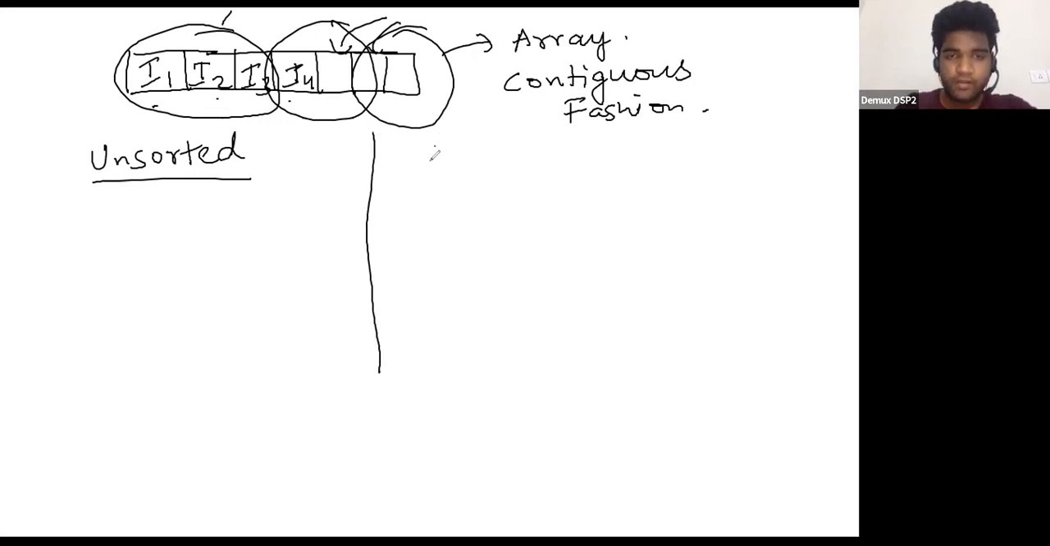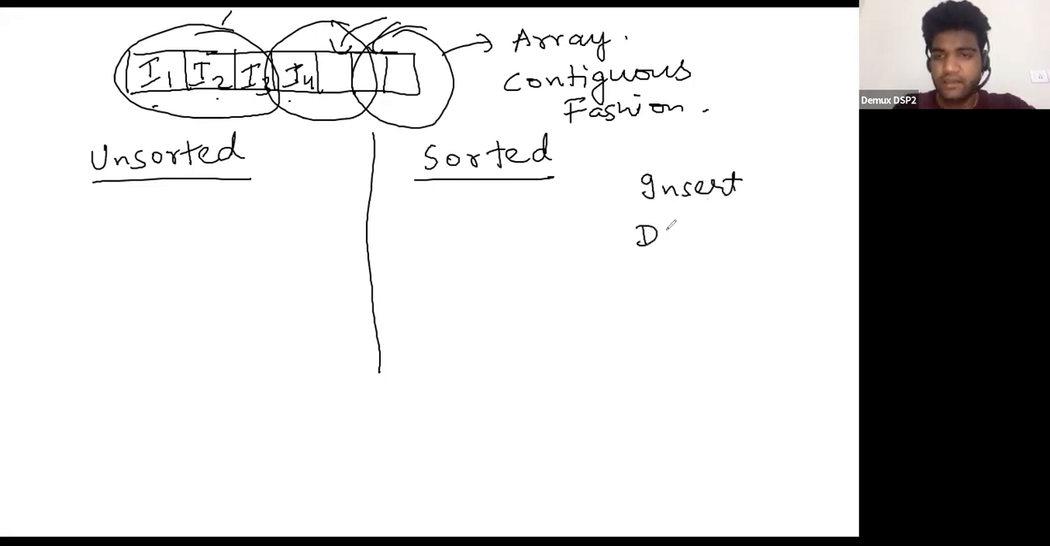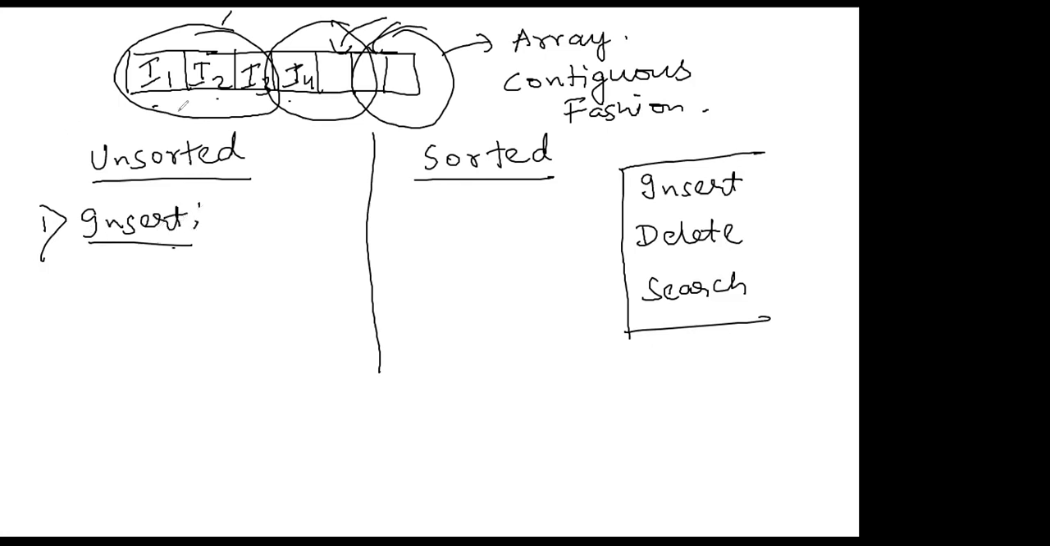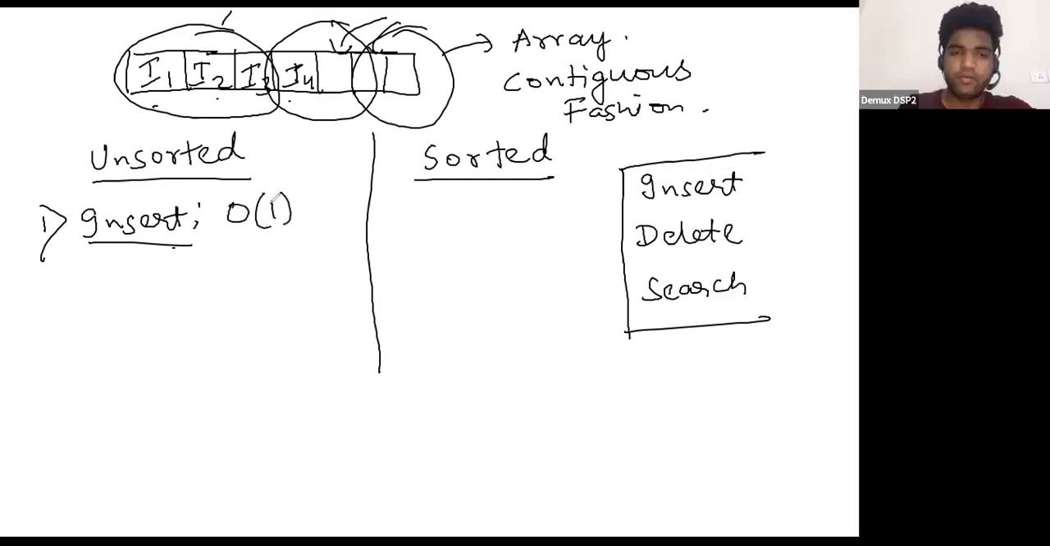So let's talk about, our goal is to optimize these three operations for a particular data structure: insert, delete, and search. So let's talk about how much time it will take to insert a particular thing. How much time will it take if you are inserting a data item in an unsorted array? O of 1, right? You can just keep it in the next available place in the array. You can just put that particular data item and you are done, right?